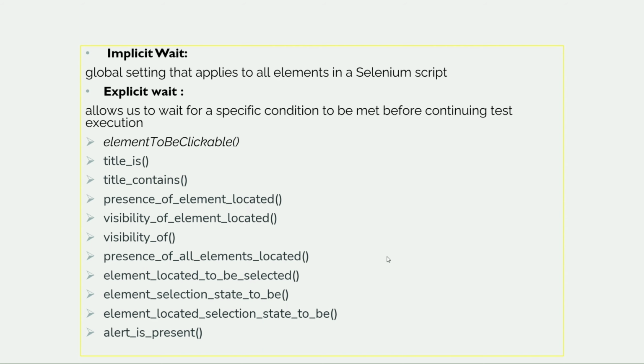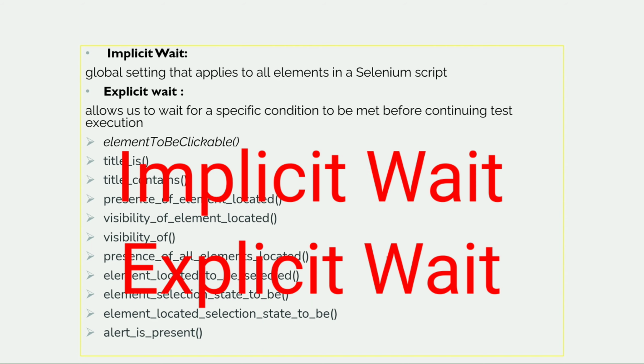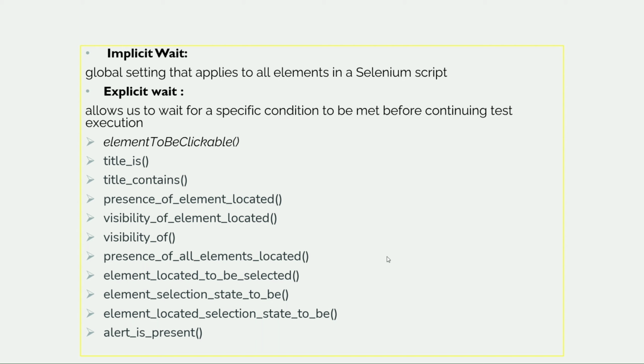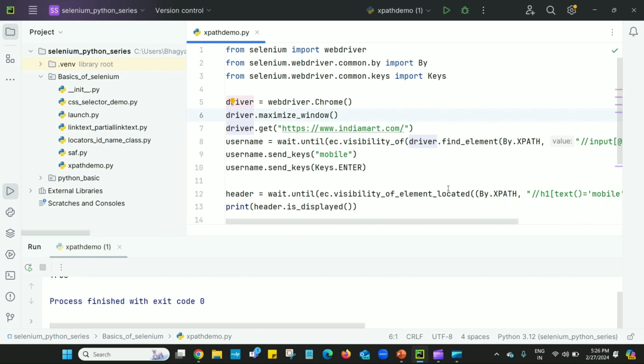There are basically two waits: implicit wait and explicit wait. First we'll see implicit wait. Implicit wait in Selenium is used to tell the WebDriver to wait for a certain amount of time before it throws no such element exceptions. By default, it is set to 0. Once we set the time, the WebDriver will wait for the element before throwing no such element exceptions. We will see through an example.